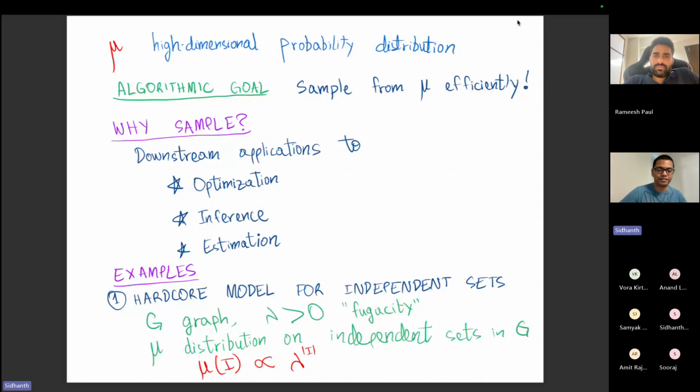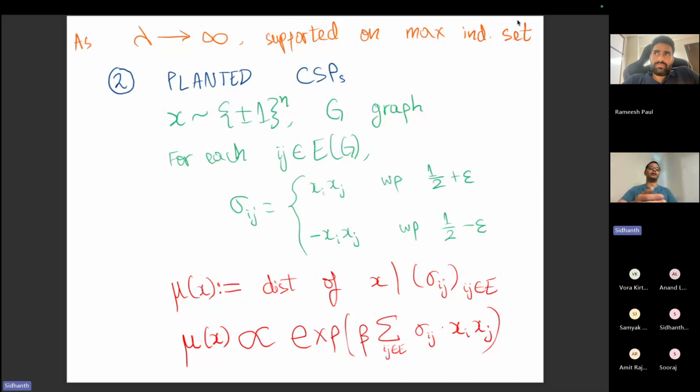When lambda is larger, think of it as being a huge number, then all the probability mass is going to be placed on the maximum size independent sets in the graph. And the smaller lambda is, the more you favor smaller independent sets. Like I just mentioned, as lambda goes to infinity, it's supported on the maximum independent set.